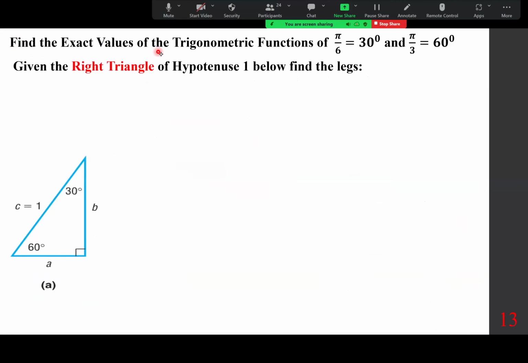Find the exact values of the trigonometric functions of pi over 6 equals 30 degrees and pi over 3 equals 60 degrees. Here's how we start. We start with the right triangle of hypotenuse 1. So on purpose, we choose this one to be 1. This is A, this is B. And we choose 30 and 60. They add up to 90 degrees. So right triangle.